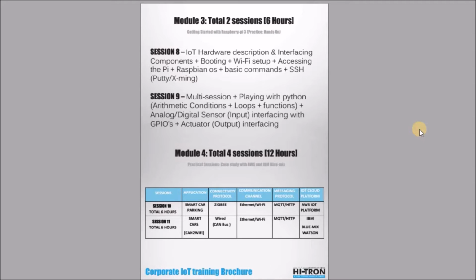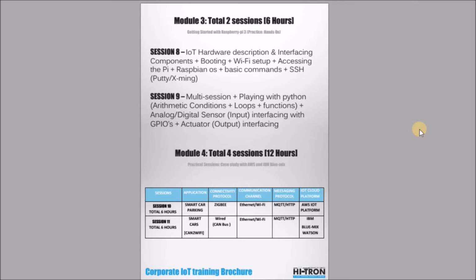how we can use the same Raspberry Pi, which we have learned a lot about in module number 3. So we will learn how we can communicate from Raspberry Pi to the Amazon AWS IoT platform. We will be using messaging protocols, which will be MQTT and HTTP. The communication channel will be Wi-Fi because the Raspberry Pi has Wi-Fi functionality. We can also learn about connectivity protocols like Zigbee, and so we will put that together with the Raspberry Pi and we will talk to the AWS cloud platform.